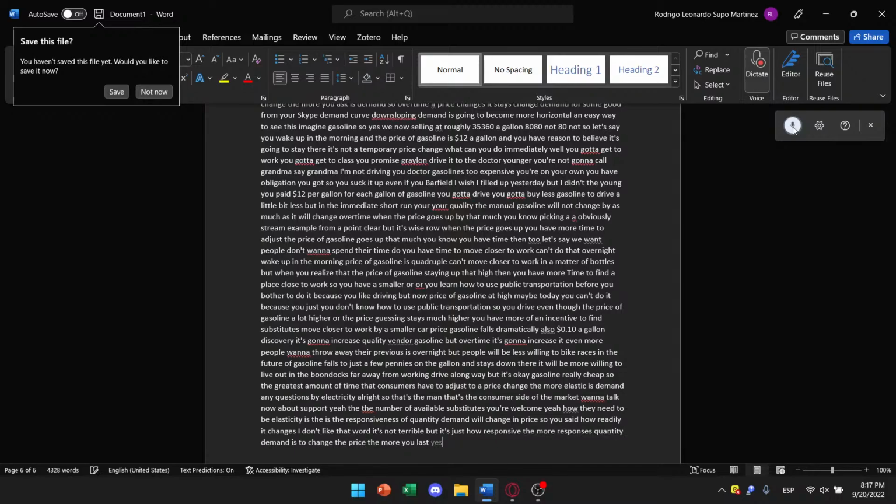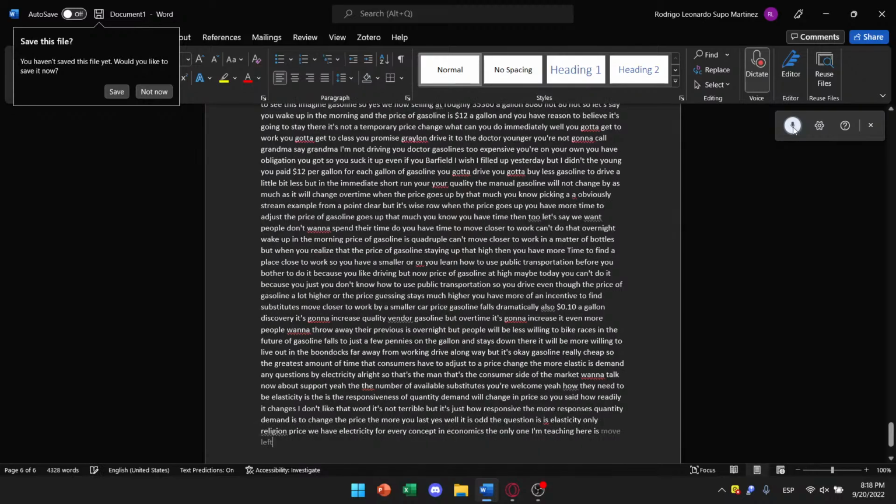Well, the question is, is elasticity only related to price? We have elasticity for every concept of economics. The only one I'm teaching you is price. We have income elasticity of demand, substitute price elasticity. But I'm teaching you the most important one. It's called own price elasticity. The change in the price of the good in question, what impact does that have on the magnitude of the change in quantity? If there's a big impact, you would say it's more elastic than a small impact.